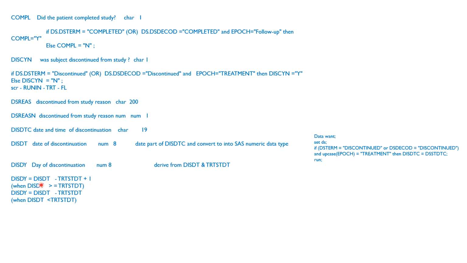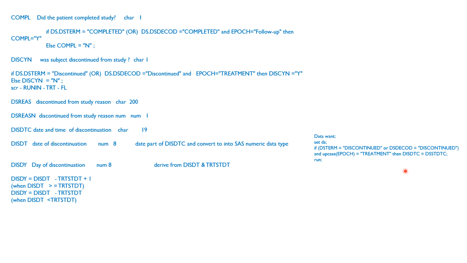So how will that variable be derived? When the DS discontinuation date is greater than or equal to the treatment start date, then minus plus one, else minus. Okay. Then this DISDY is derived from DSDT and the treatment start date in numeric format.